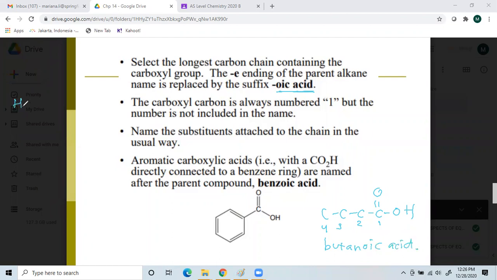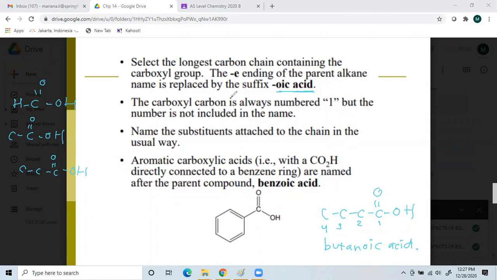How about 1C? Methanoic acid. 2C? Ethanoic acid. 3C? Propanoic acid. Butanoic acid. Pentanoic acid.